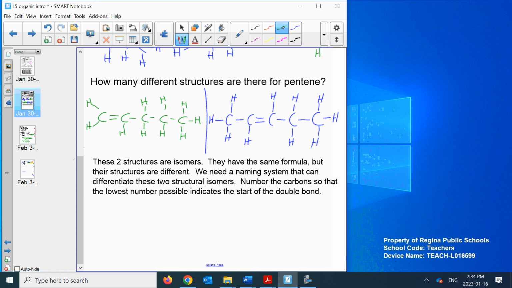So for this one, we would call it 1-pentene. I'm just going to put something. Pantene, not the shampoo. Pantene Pro-V.